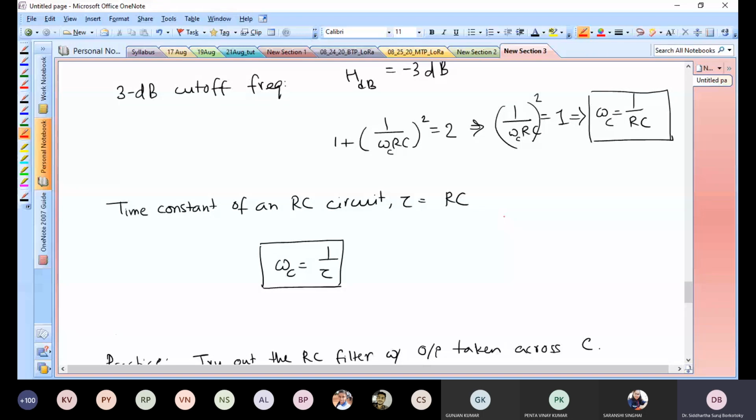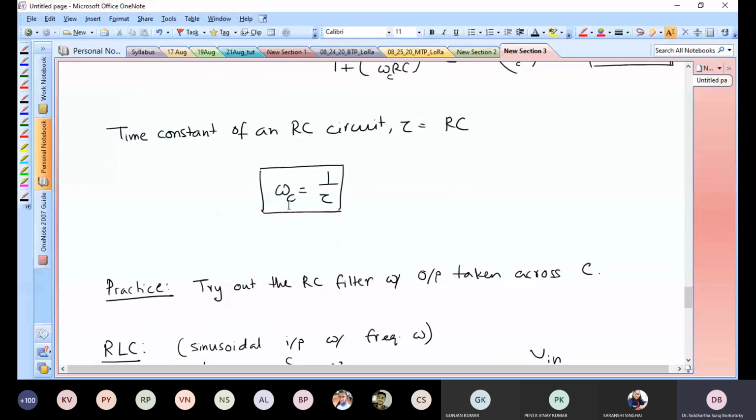So a circuit with a small time constant will react very quickly. A circuit with a large time constant will react slowly. But in this concept, we have seen that the time constant tells you what the 3 dB cutoff is. So the larger the time constant, the smaller the 3 dB cutoff, I'm sorry, not bandwidth, 3 dB cutoff. And the smaller the time constant, the larger the 3 dB cutoff. Okay, so this is one point.